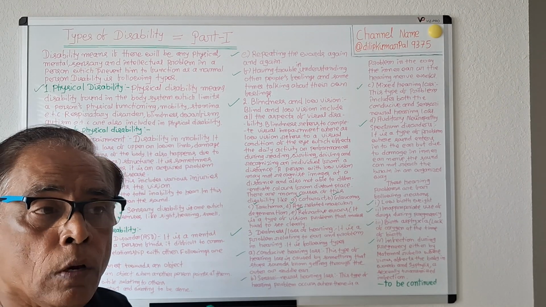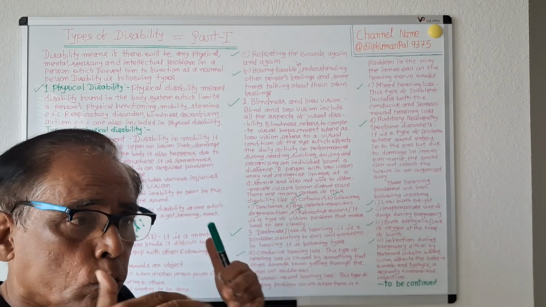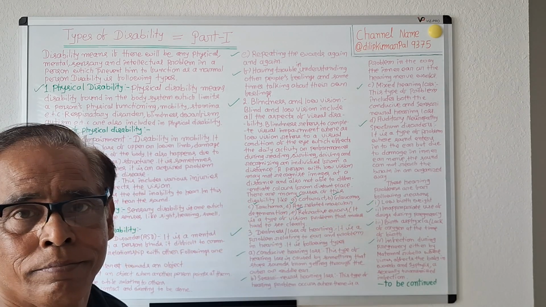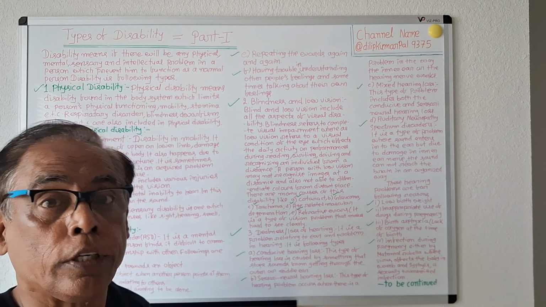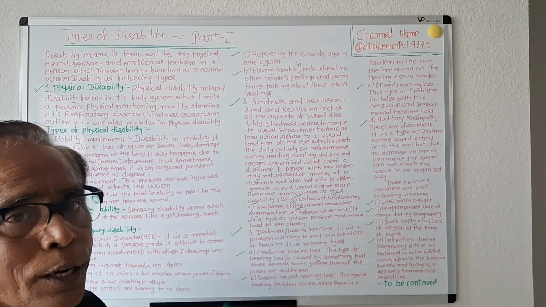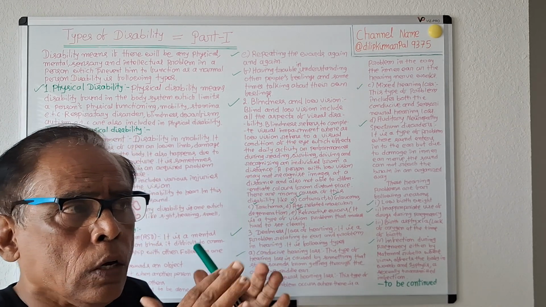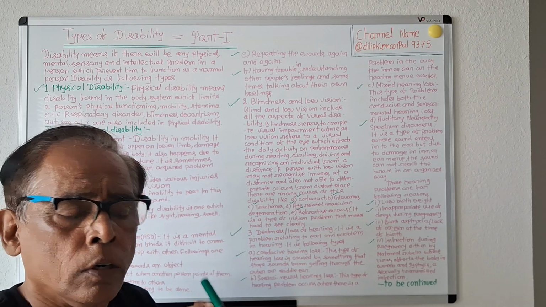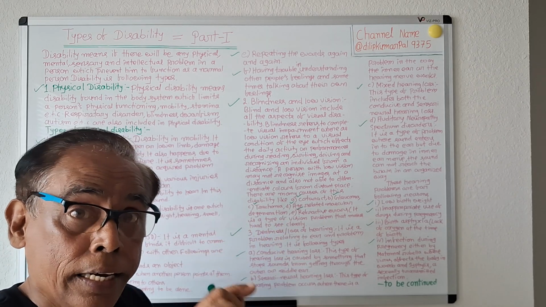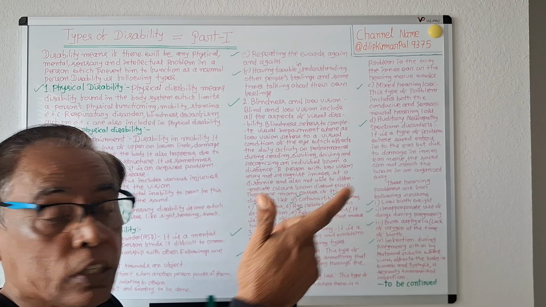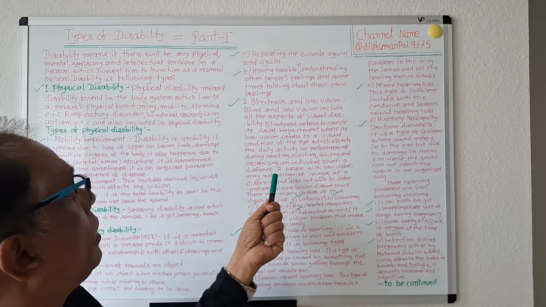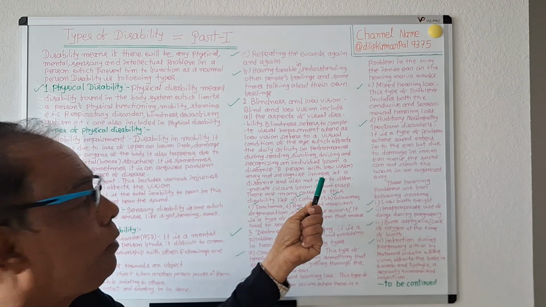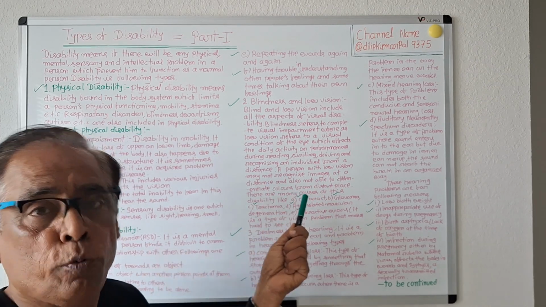Blindness is a problem when a person is totally unable to see. It is a type of sensory disability. Number two, low vision. Whenever a person is unable to read, write, or see objects from distant places, or recognize an individual, it is a problem due to low vision.